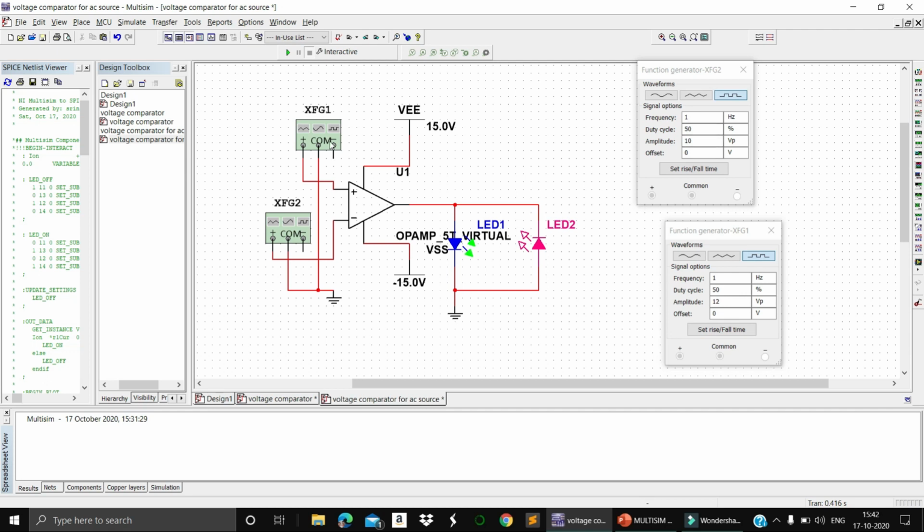I have taken this function generator too. The inverting configuration I kept at 10 volts and the non-inverting I kept at 12 volts. Then what will be the output? You can clearly observe the LED glowing in this way, like the LED lights in functions or festivals. You can see in so many images LEDs blinking in this way.